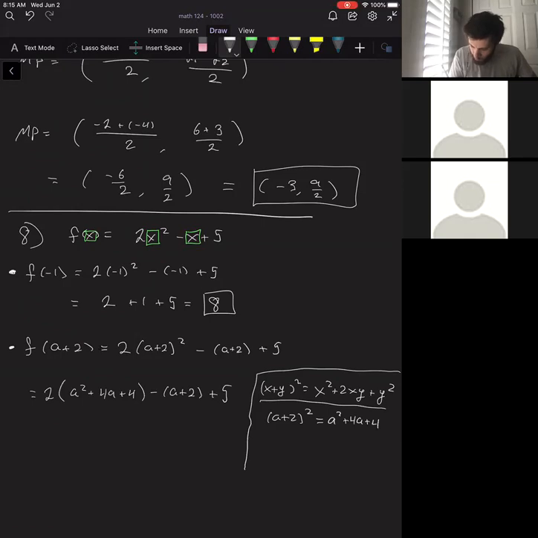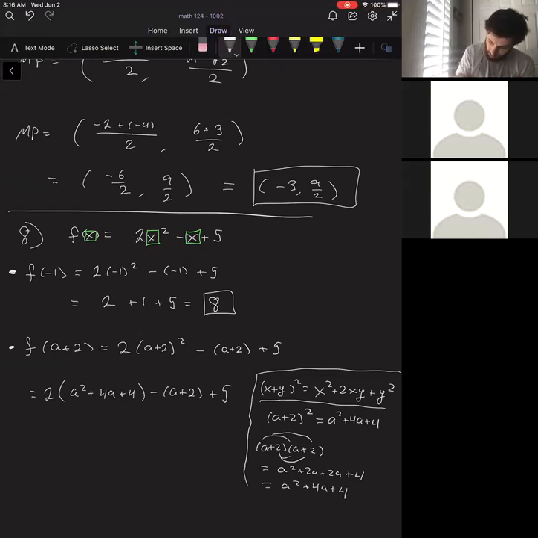Otherwise, you have to use foiling. So you would have a plus 2 times a plus 2. The a goes to the a and the 2, and the 2 goes to the a and the 2. What you would get there is a squared plus 2a plus 2a plus 4, and then you combine all the like terms and you get the same answer. So both of those are how I simplified that.